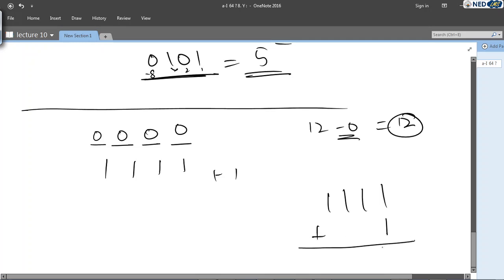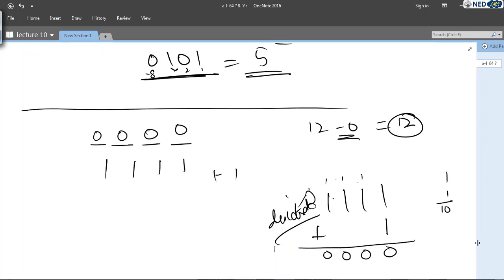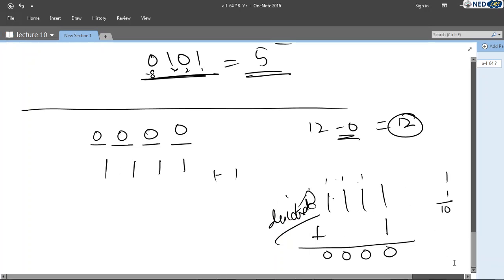In binary, 1 plus 1 is 10, so we get 0 here and carry 1. 1 plus 1 is 10, we get 0 and carry 1. 1 plus 1 is 10, we get 0 and carry 1. 1 plus 1 is 0 and we get a carry 1, but this is discarded because we only have 4 bits. If we had a 5th bit it would go there, but we have just 4 bits, so we discard that. That means this number will still remain 0.